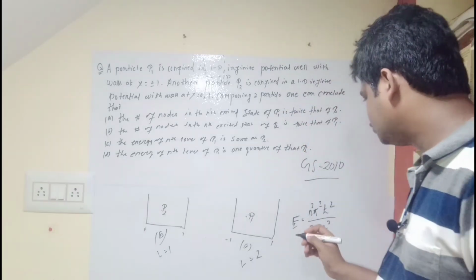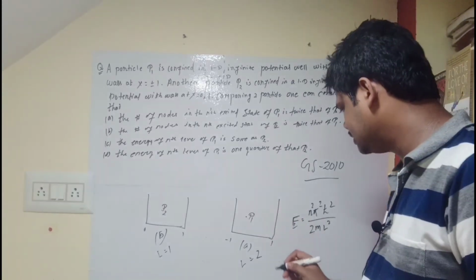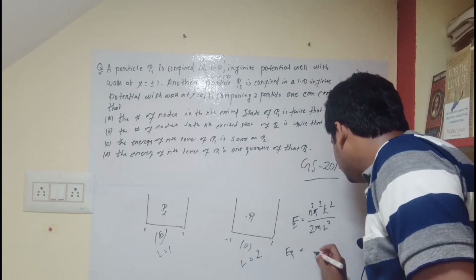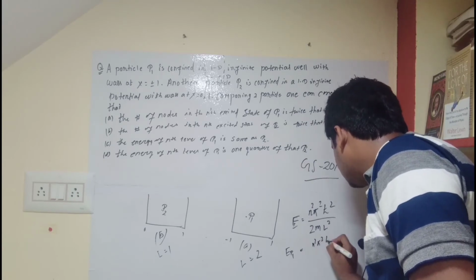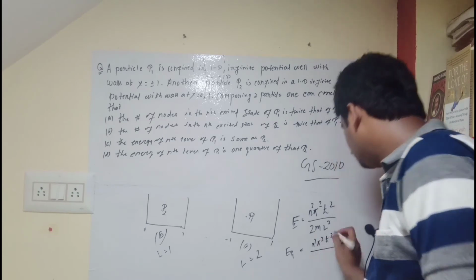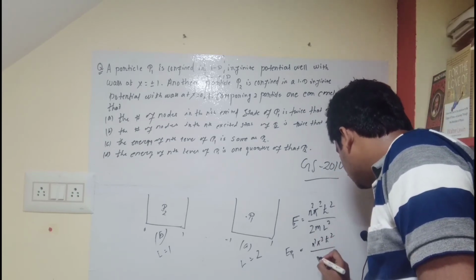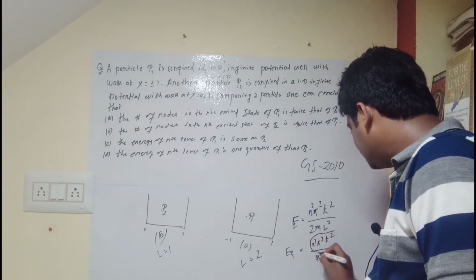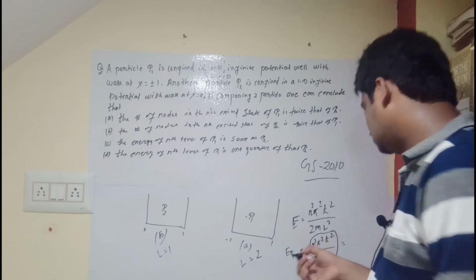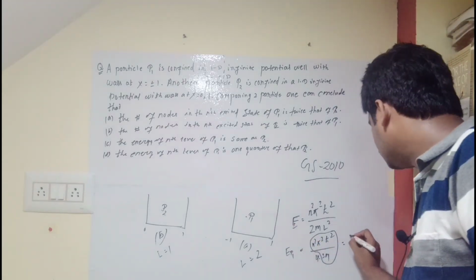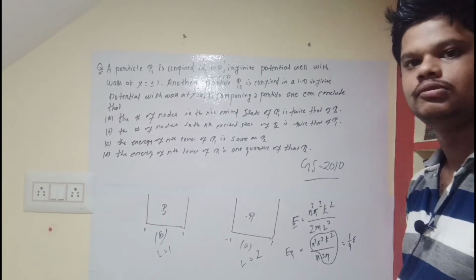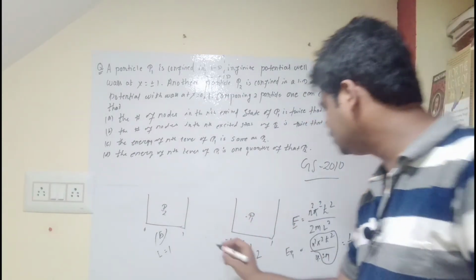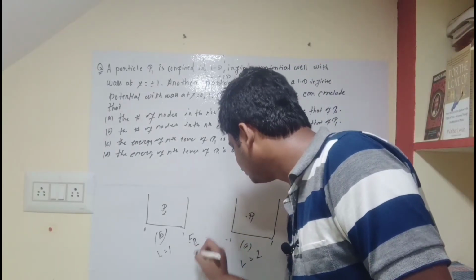So as far as P1 is concerned, let's write EP1. Here we will have n square pi square h cross square by 2m times 2 square, that means 4. Let's write this one as some small e. So it is 1 by 4 e. Now what about this one? This will be for EP2.